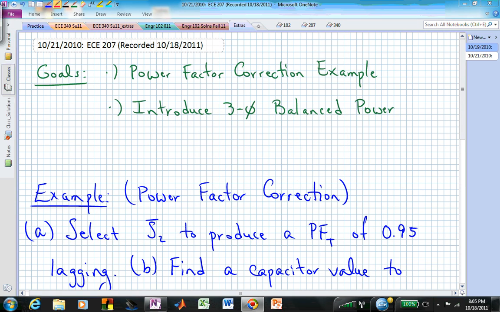Welcome back to ECE 207. Today we have a couple of goals. The first is to work a power factor correction example, and the second goal is to introduce three-phase balanced power and what that means, and look at actually defining some of the terms like phase voltages and line voltages.